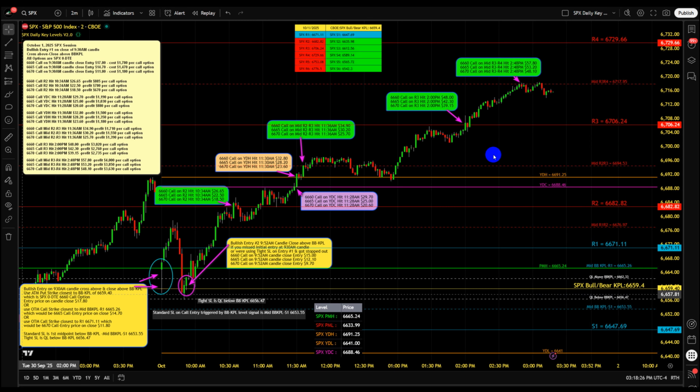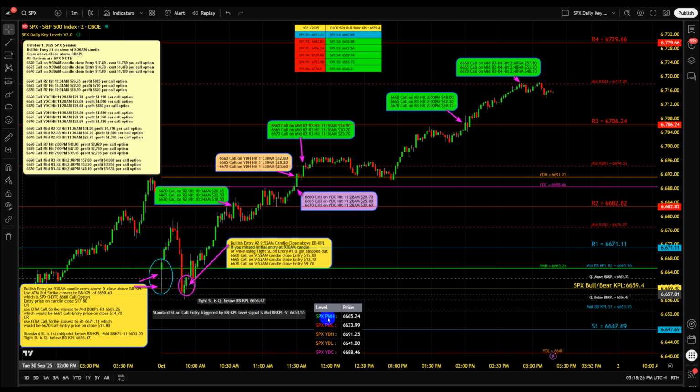Conversely, your main levels below, S1 through S6, which for this particular session, we're not showing the rest of the S levels because this was a bullish session. But you can see here on this reference table that you can enable on your chart. You have S1 through S6, and then you have R1 through R6.